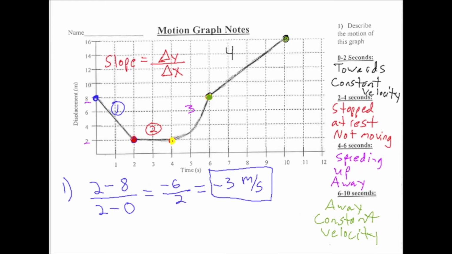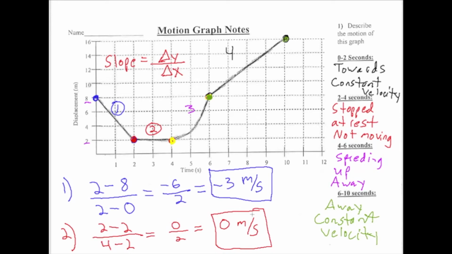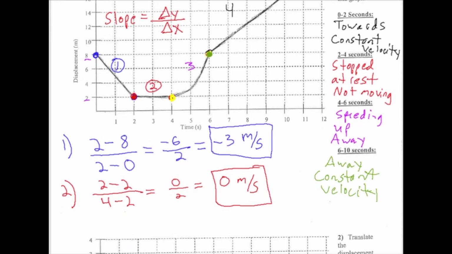Okay, so now moving along, let's look at line number 2. Well, line number 2 is super easy. It's a horizontal line. So if we were to figure out the slope of a horizontal line, we could just skip it and say that we know that the slope is 0 meters per second. But if we want to figure it out with math, we just get y2, which is 2, y1, which is 2, over x2, 4, minus x1, 2. We end up with 0 over 2, which is just equal to, like we said, 0 meters per second. Which means, again, our velocity is 0, meaning that we are not moving.